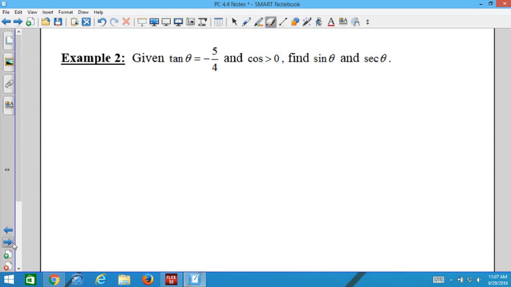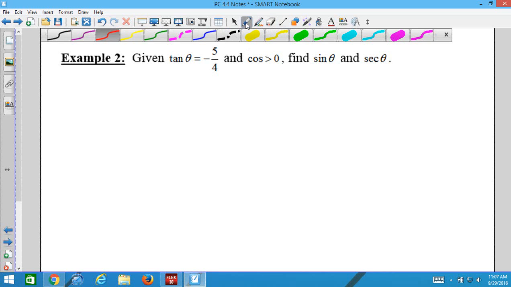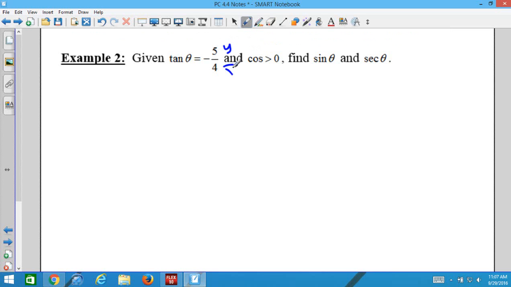So as we're thinking, all right, I know tangent is what over what? Y over x. So we know tangent is y over x. And we know cosine is x over r, or just x, but regardless, it's x. And what is this telling me? Cosine is greater than 0. What's it telling me about x? It's telling me that x is not negative. So that's going to help me locate where this is going to be.